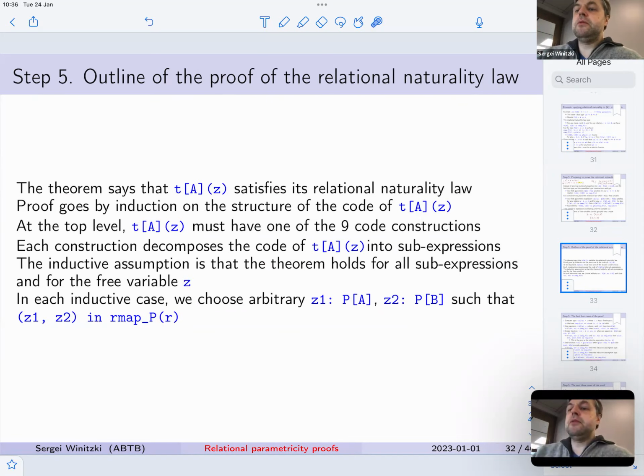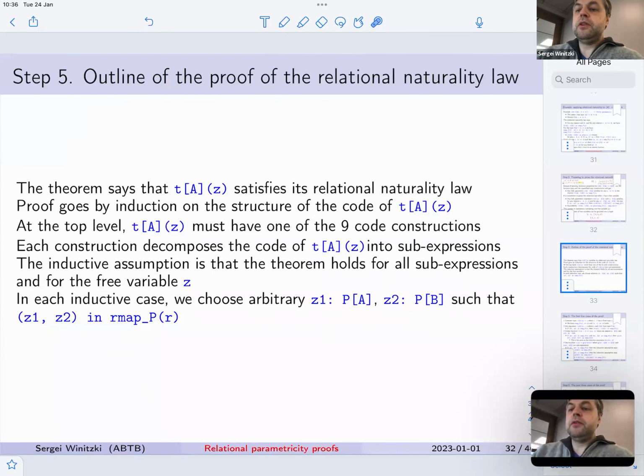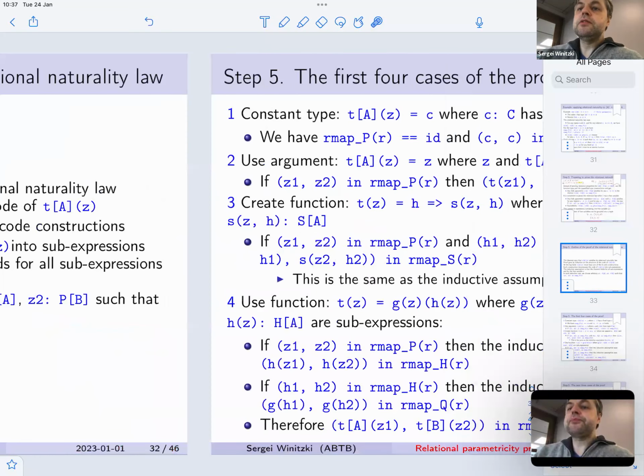So the free variable z will be always assumed to be some values z1, z2 in a relation. We can then choose these two variables for each inductive case and formulate more quickly. But basically, we will always have some variables z1, z2 that are in the relation. And for these variables arbitrarily chosen, we'll have to prove that the entire code expression is in the relation lifted to Q, as long as each sub-expression satisfies the same law for its respective type. So let's go through the proof.